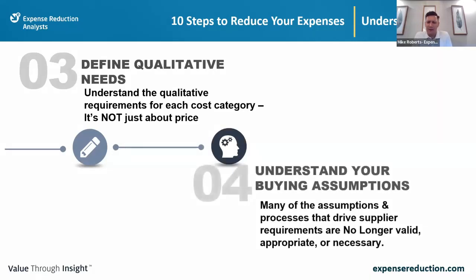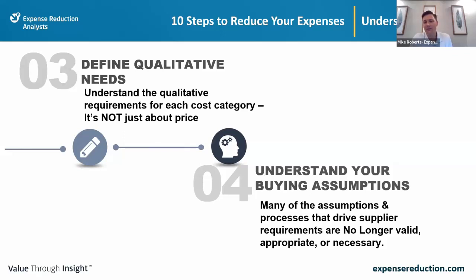Do you understand your buying assumptions? Many of the assumptions and processes that drive supplier requirements are not valid, appropriate, or necessary. So basically, has anything changed in how you purchase or how you utilize that supplier over time? And just because you based your contract or your relationship with a certain supplier on what was the case 2 or 3 years ago, has anything changed within the business, right?